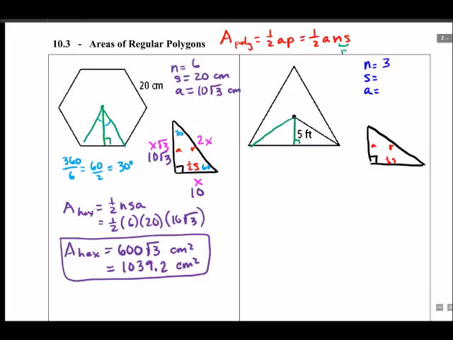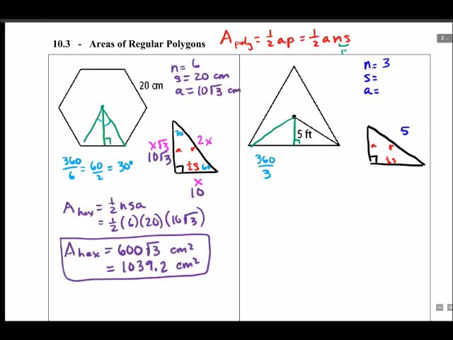And what do we know about this one? We know it's a triangle, 3 sides. We don't have a side length. We don't have an apothem either. Uh-oh, what are we going to do? What do we have on this one? We have our radius. So we know that this side is 5. All right, we got to fill in our triangle here.